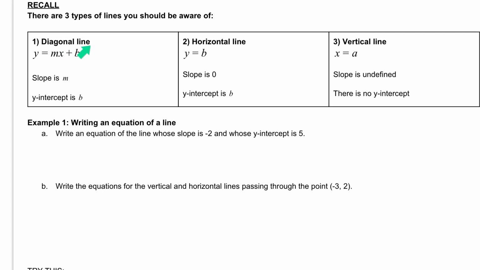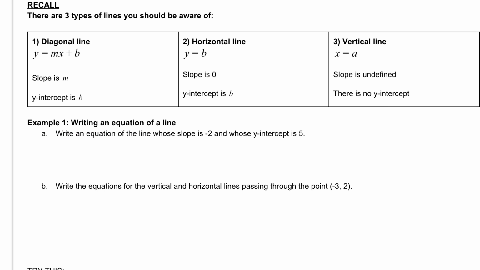A diagonal line has the form y equals m times x plus b, where the slope is m and the y-intercept is b. Horizontal lines are of the form y equals b, where b is some number, your slope is 0, and your y-intercept is b. And vertical lines are of the form x equals a, where a is some number. This slope is undefined, and there is no y-intercept.